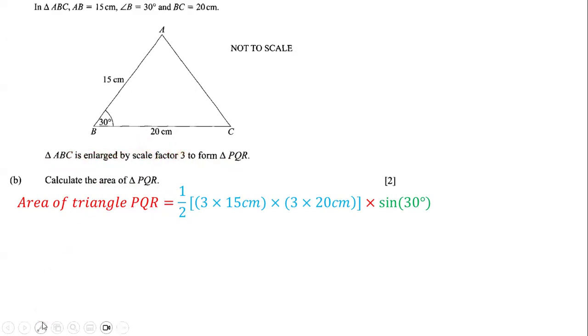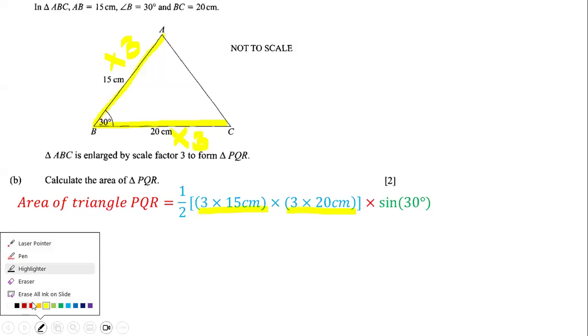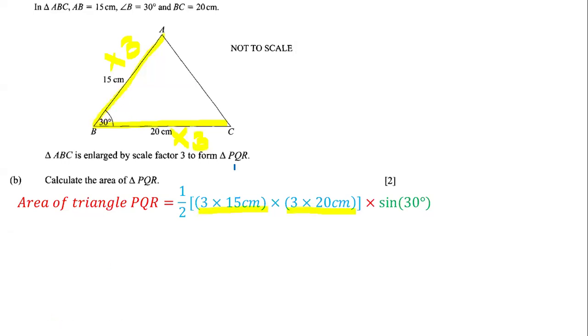So that means that we're going to take this length and enlarge it. So we're going to multiply it by the scale factor, which is 3. Also we have 3 times 15, right? And we're going to take 20 and multiply it by the scale factor, which is 3. So we have 20 multiplied by 3, as expressed here. And so what we essentially have is a new triangle, a bigger triangle, right?